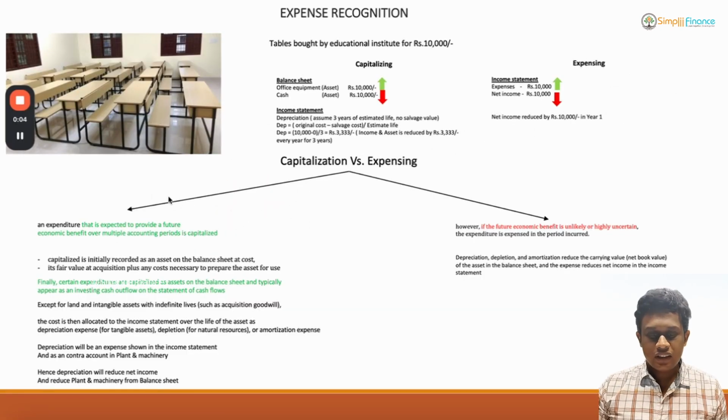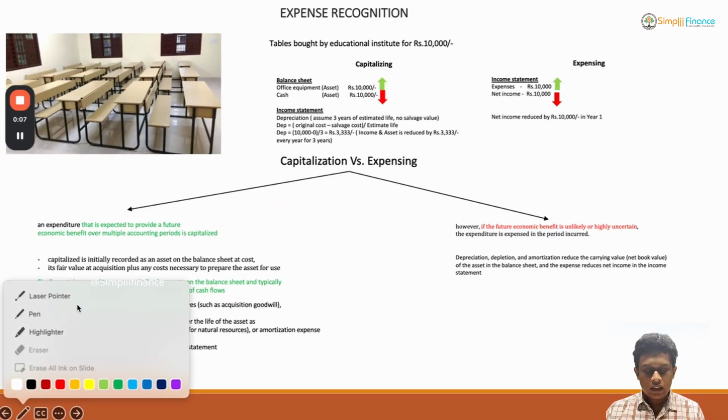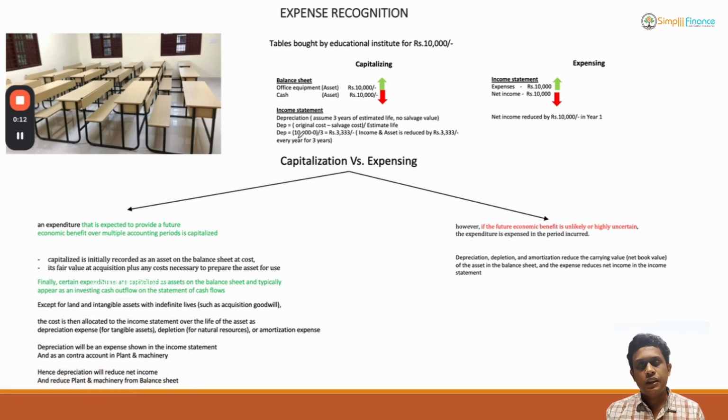Capitalizing versus expensing. This is seen a lot in the actual markets. There are a few companies which capitalize their assets and a few companies which expense them. So what's the impact on their income statements or the balance sheet is what we're trying to see here. So here we have one company, again an educational institution. They have bought tables, and the tables were bought for 10,000. There's another education company, so we are trying to compare two education companies with the same financials.